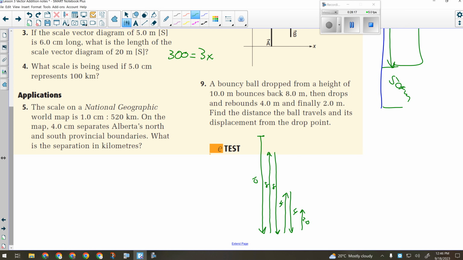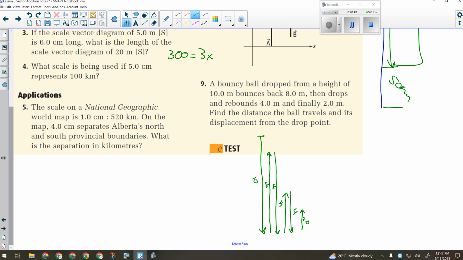Okay, what's its displacement from the drop point if it's 2 meters above the ground now? 8 meters down. Yeah, it's 8 meters below where it started, right? Because it's now 2 meters above the ground. What's the total distance? Okay, so 26, 30, 36. Yeah? Okay. We have to add them all up, right?